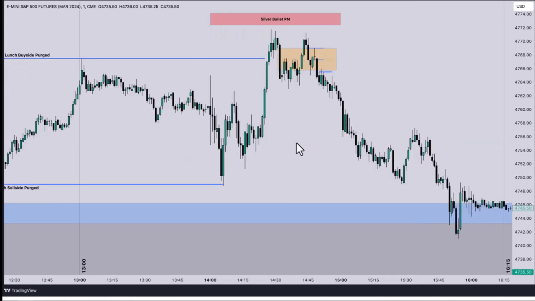So this is the PM session. I didn't really notice this one, which is crazy because this was a great move. So silver bullet time between 1400 and 1500. So we had the lunch buy side high in this area. We noticed that within the silver bullet time frame, there was no trade to go long, but at the same time our bias was bearish. So I would have just looked for a bearish setup.